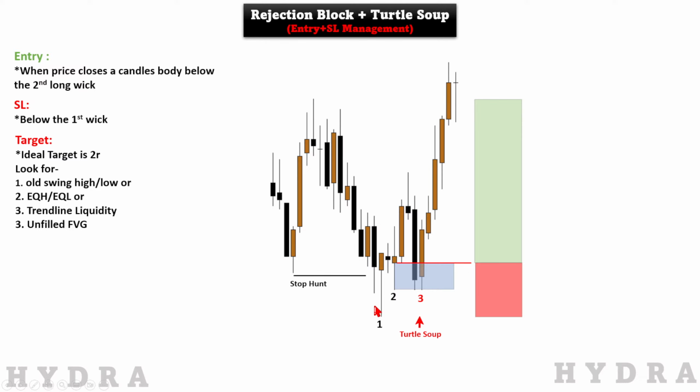When price does a stop hunt, you wait for price to generate a high probability swing. Once price does that, you wait for price to come back inside this wick a second time, and if price is repeating and coming back down inside this second wick again, you want to see price closing a candlestick body inside the second wick, and that's where you have a turtle soup entry.